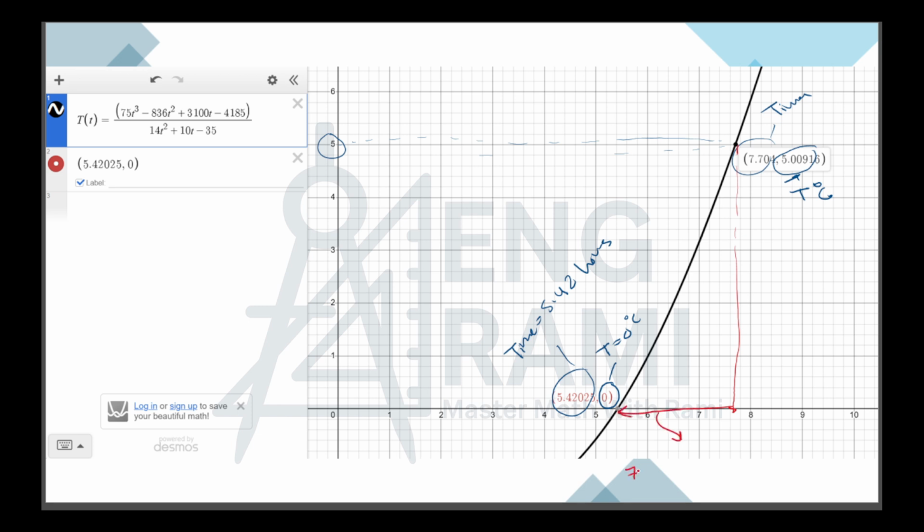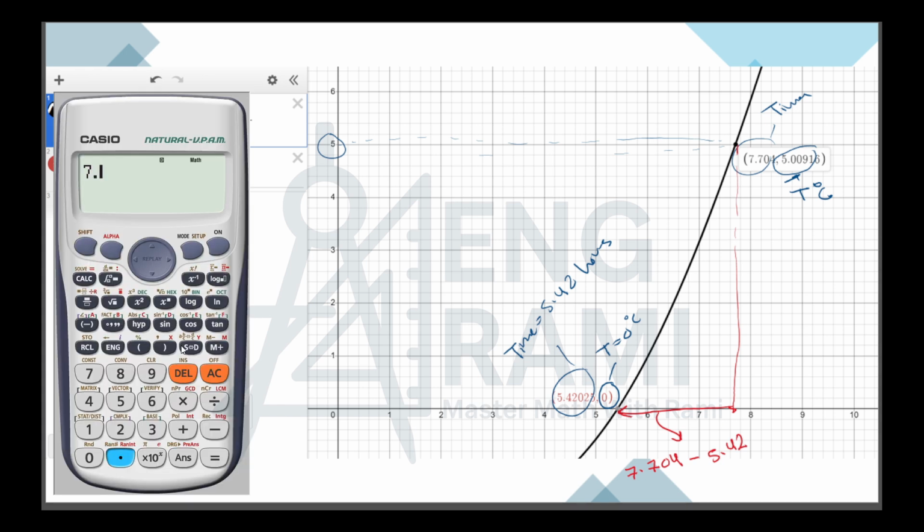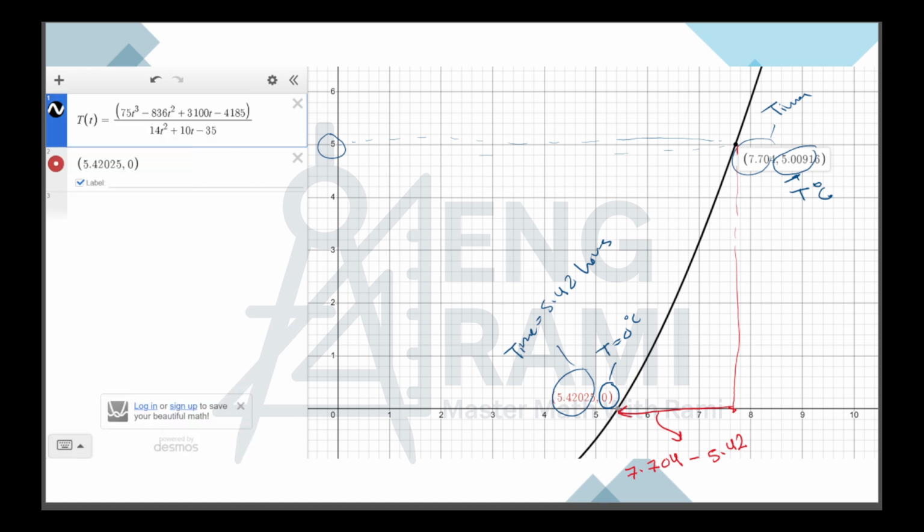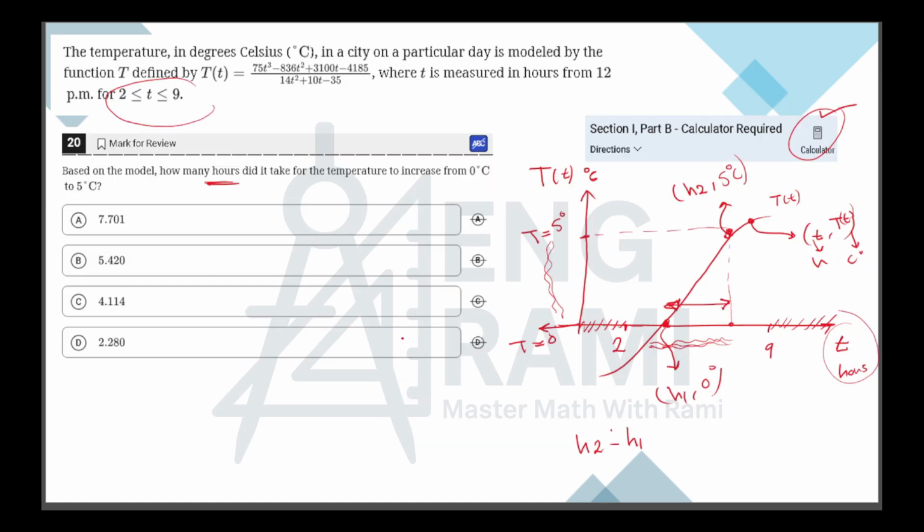The difference equals 7.7404 negative 5.42. Then the time will be 2.284. Returning back to the choices, we can see the answer is D. It will take 2.28 hours for the temperature to rise from 0 Celsius degrees to 5 Celsius degrees.